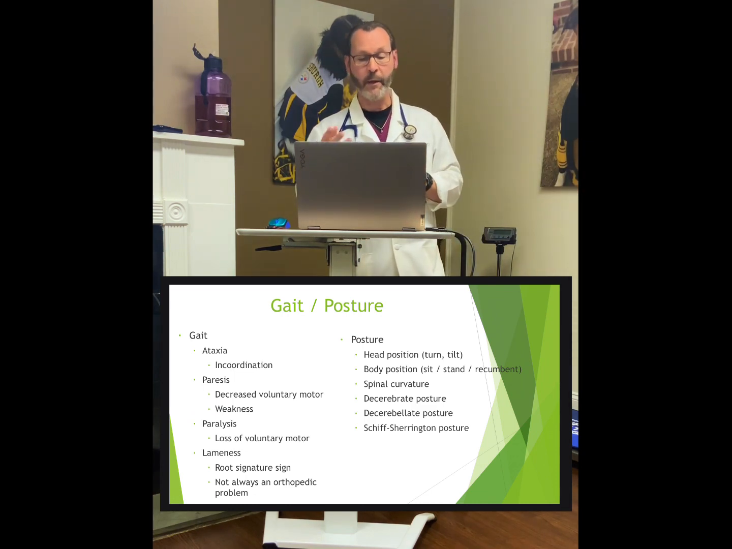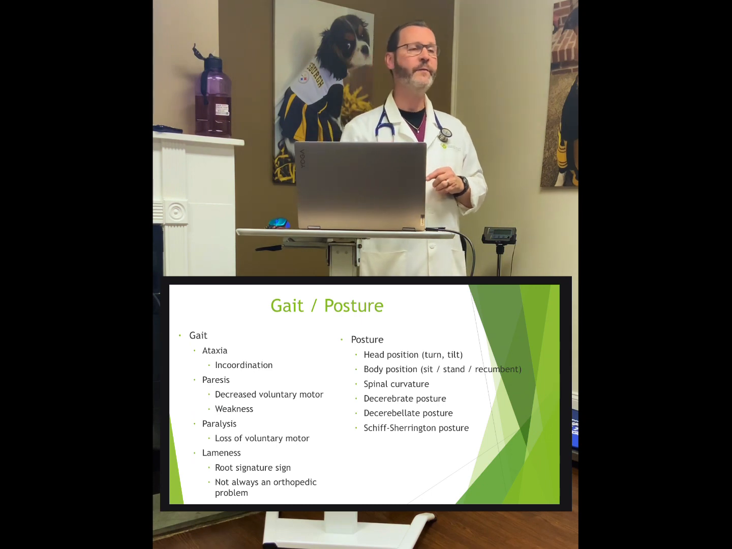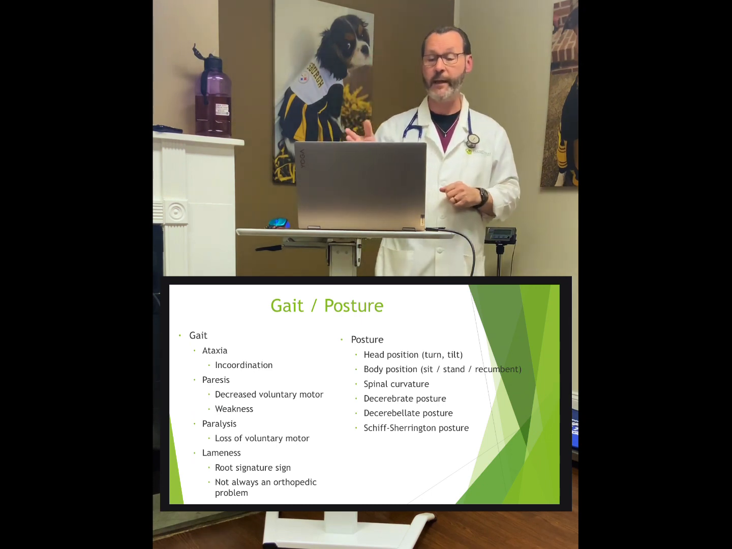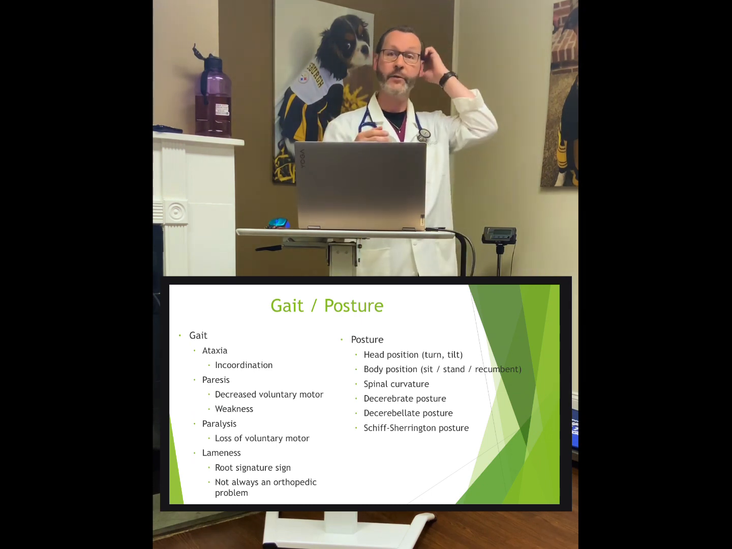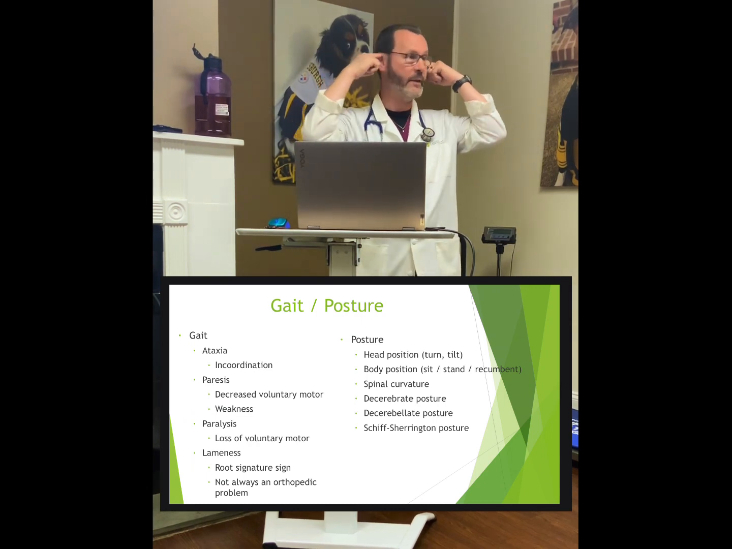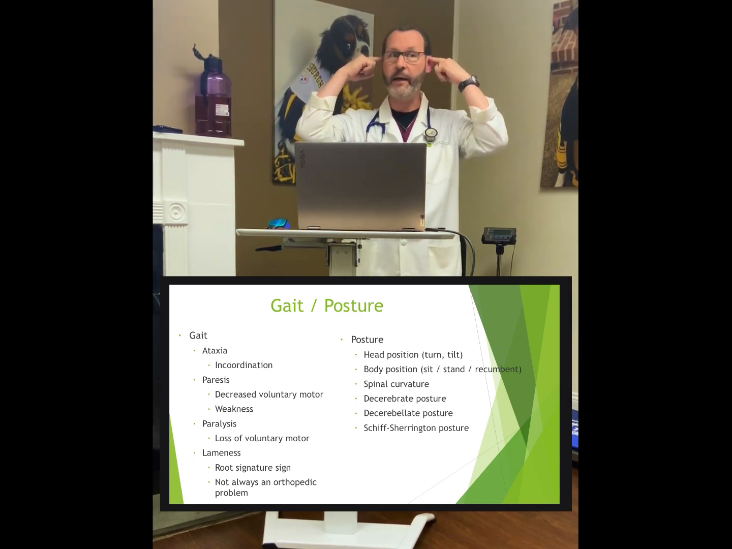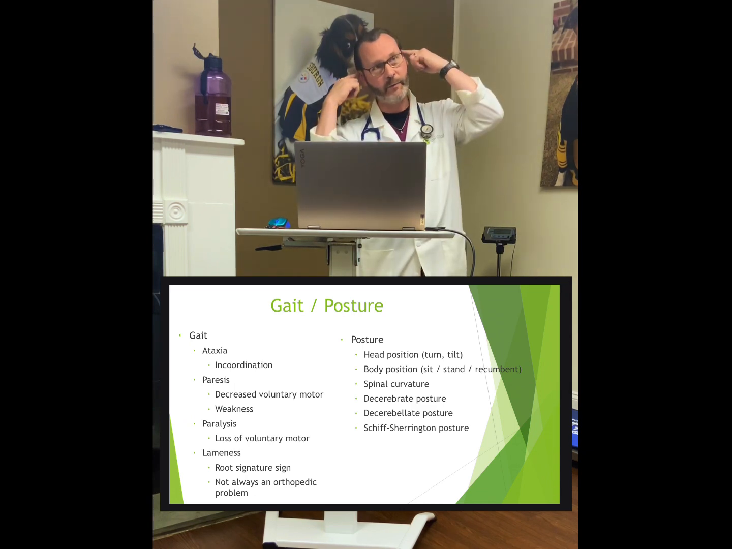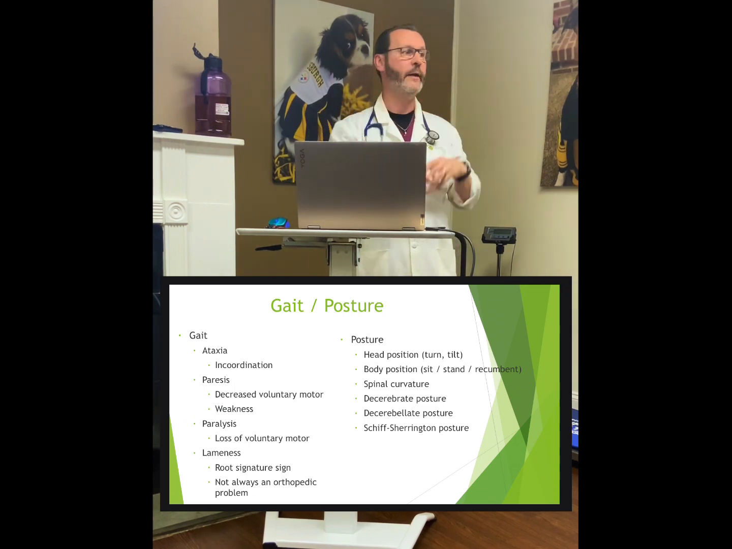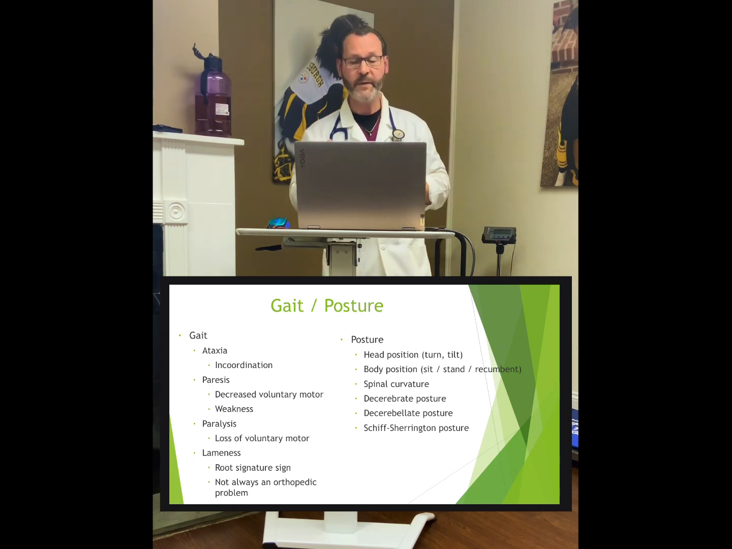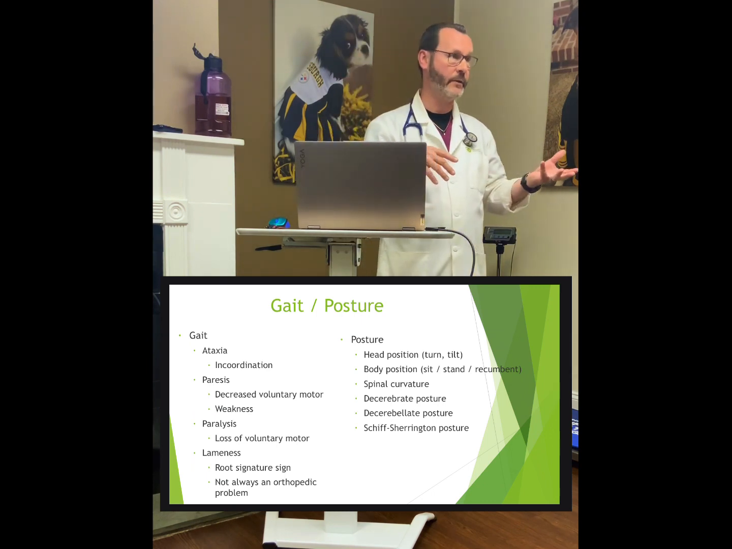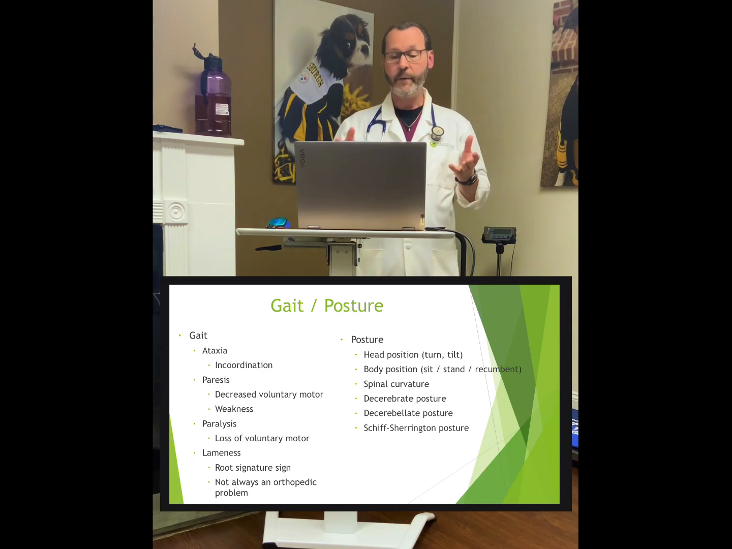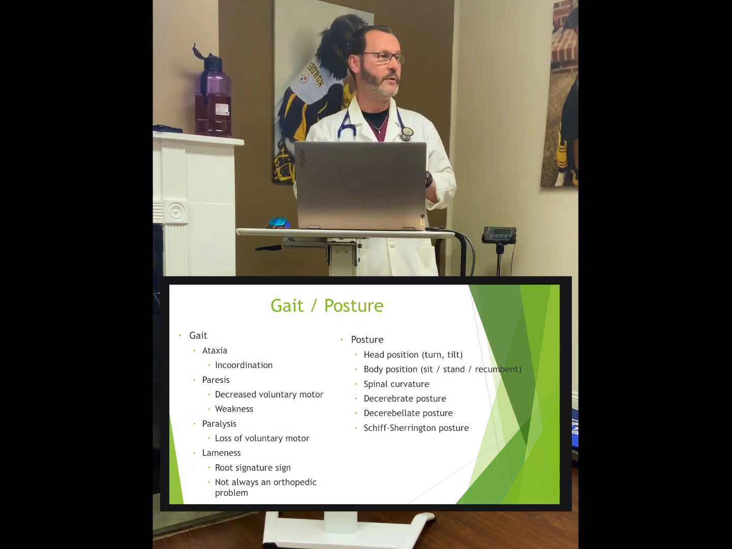Okay. Now posture, a few specific postures you want to be clear. We already talked about the head position, which is difference between a head turn, which means the ears are level, but the nose turns from side to side, or the head tilt, where the ears are going to be turning unequal, but the nose is still going to be straight. Okay. Body position, sit, standing, recumbent. Okay. Spinal curvature, and we're going to go through the different types of those as well.